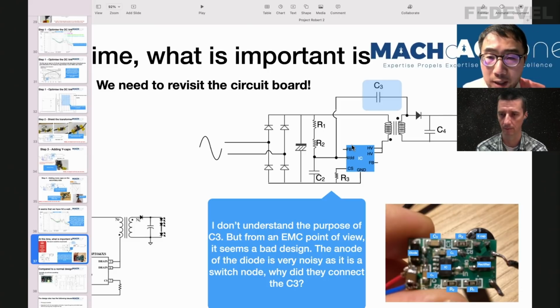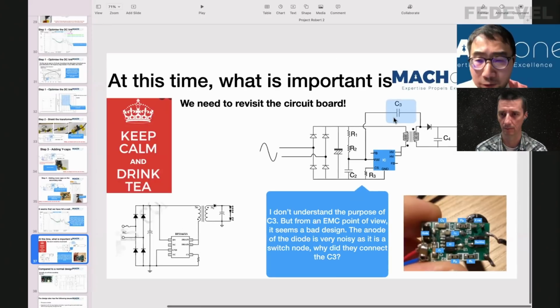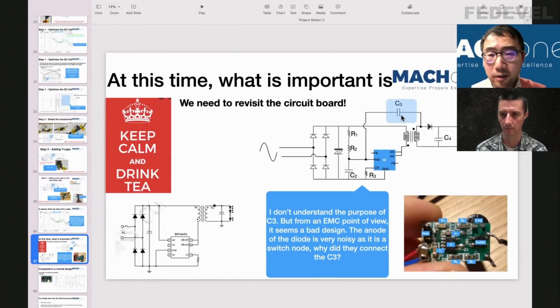And what's strange is they have a C3 capacitor, basically connecting the VDD pin to the secondary side, the low voltage side diode. And this C3, in my opinion, is a wrong design, and it should never be there for many reasons. So that's the first sign I saw on this schematic, and I think something is wrong with this design.